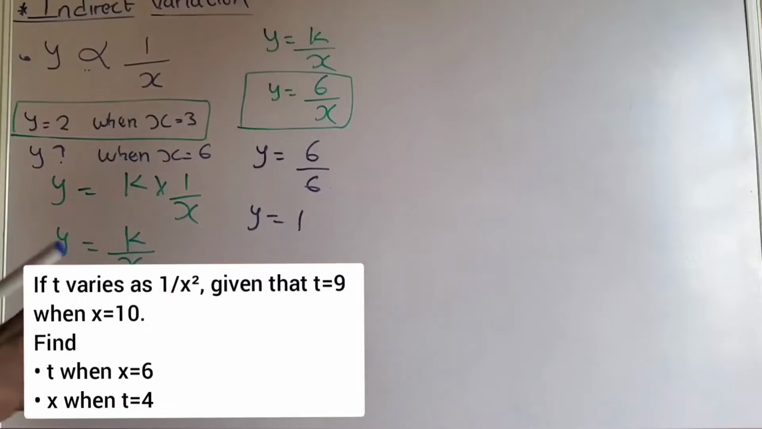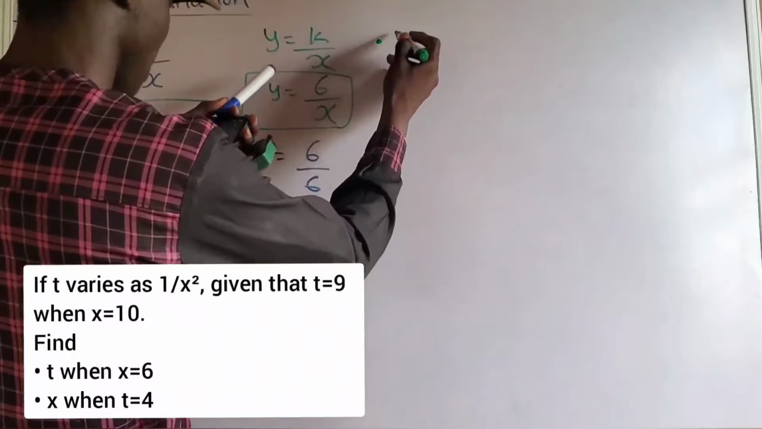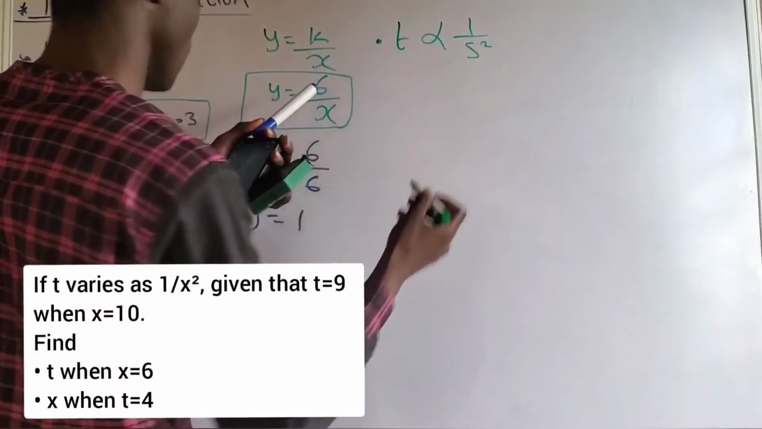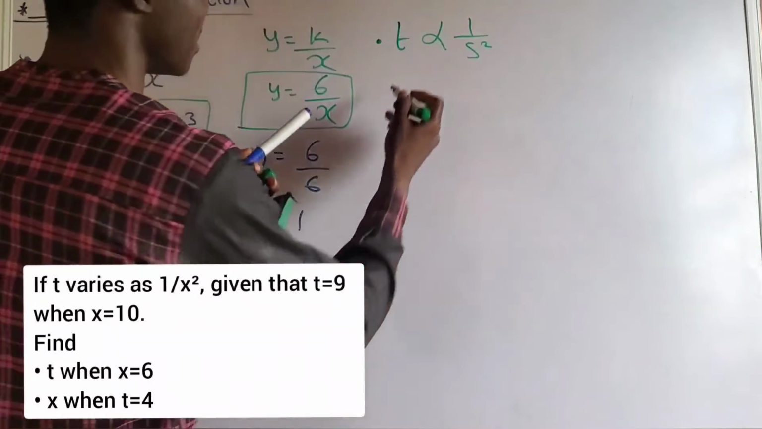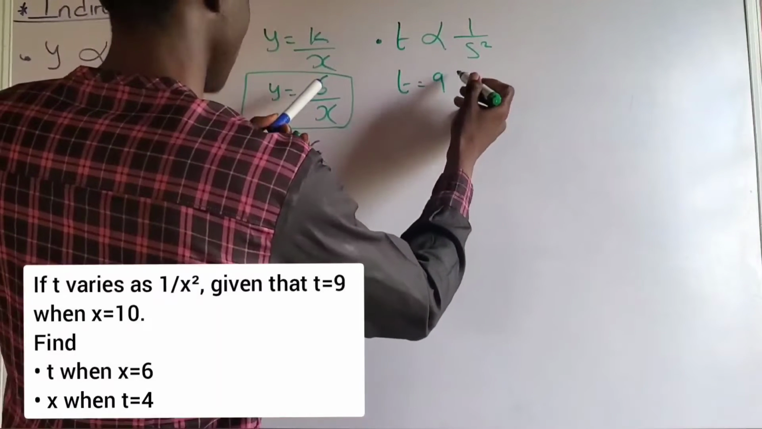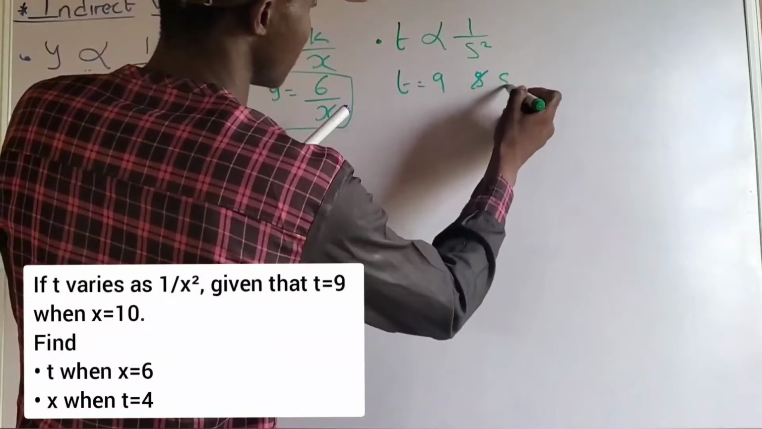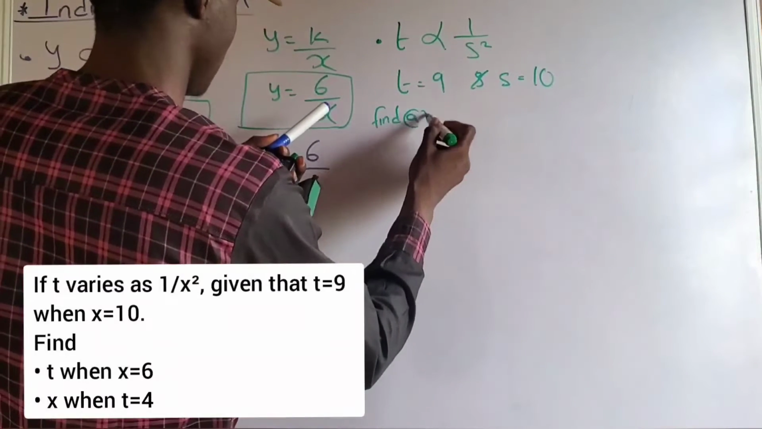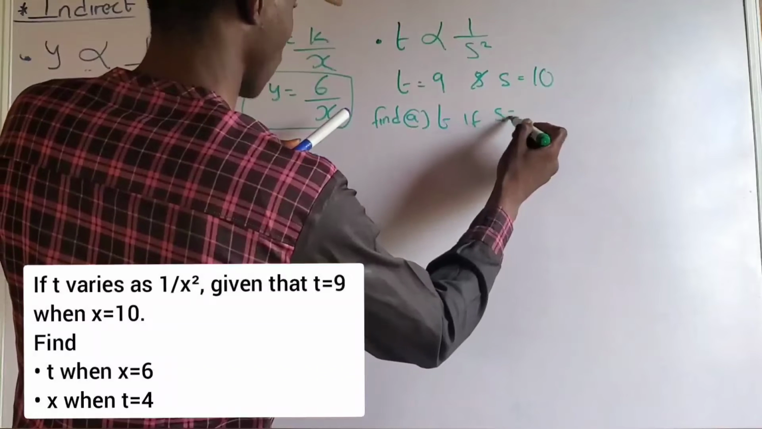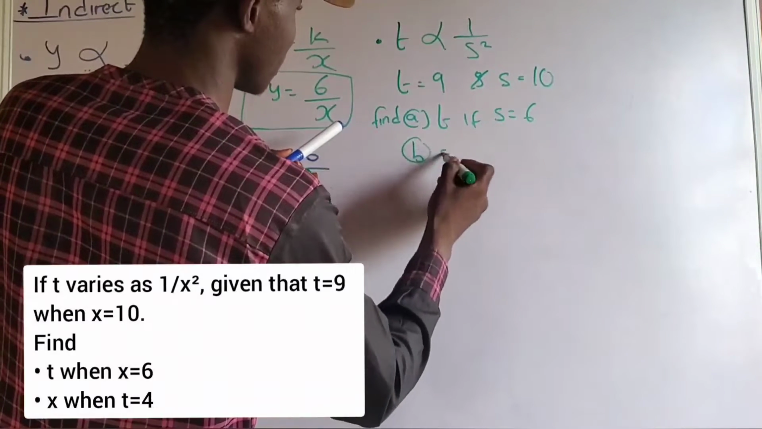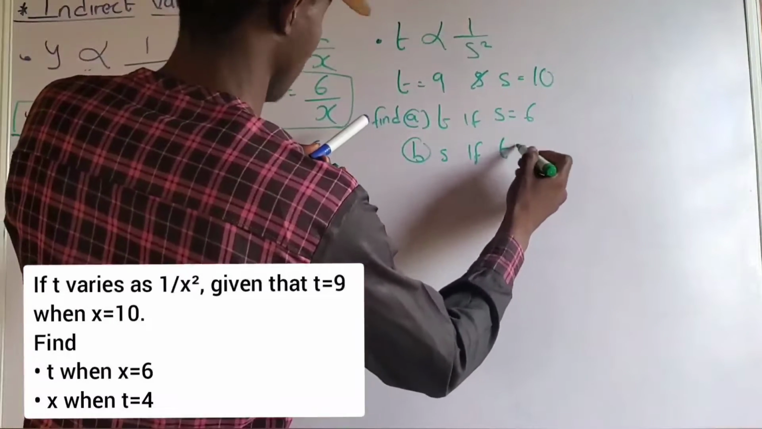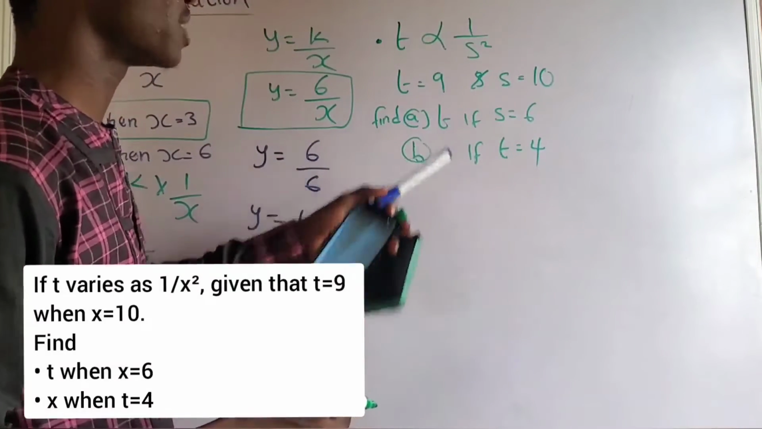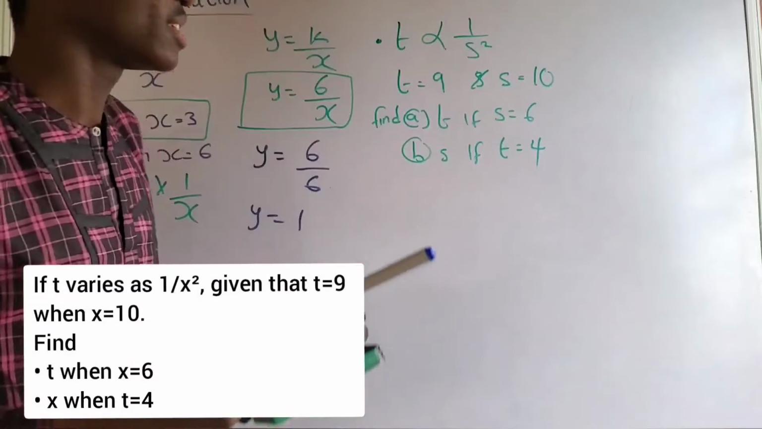Okay, now please pay attention. We are given that t varies as 1 over s squared. We are given that t equals 9 and s equals 10. We have to find t if s equals 6, and we have to find s if t equals 4. Now, how do we solve this? Let's first start with the first question. We have to find t when s equals 6.